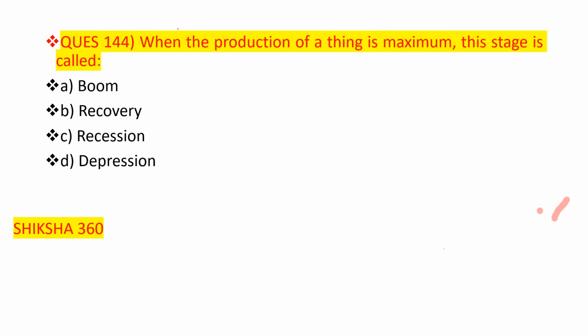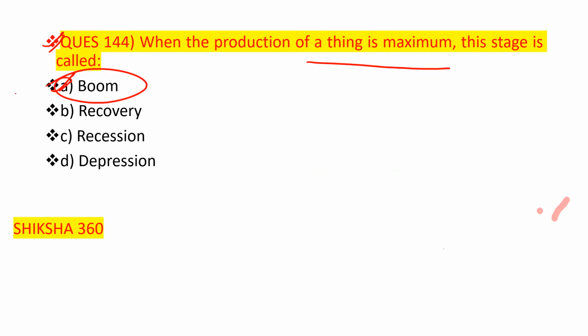Now move to the next question. When the production of a thing is maximum, this stage is called as the boom, recovery, recession, depression. That is called the boom.